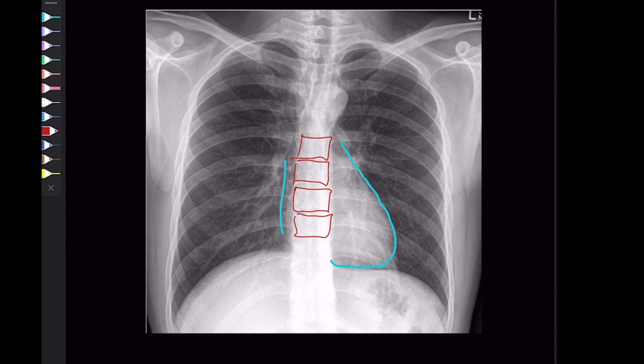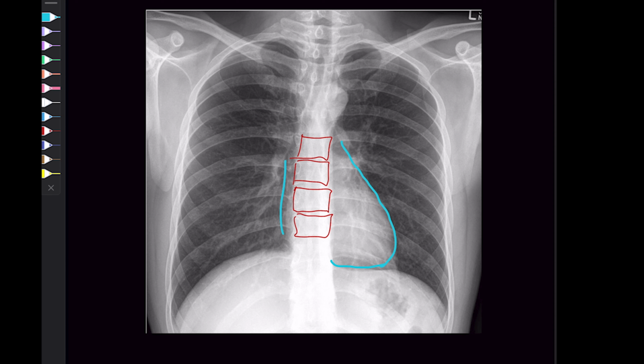The second point is inspiration. We always look for inspiratory films. Why? Because you have noticed when somebody is undergoing an X-ray chest, the technician always asks, take a deep breath and hold. Why is this being asked? Because we want the lung fully expanded in the given pleural space. So we need to look into an inspiratory film.